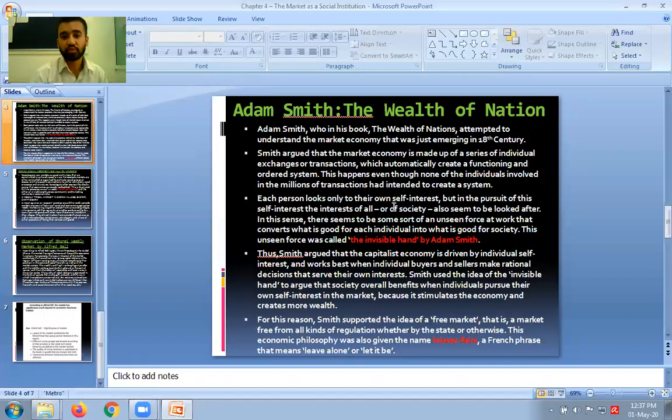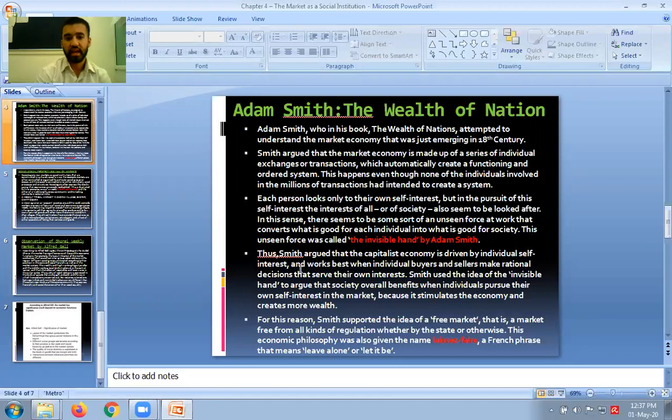And this is what Adam Smith talks about, and he calls it the invisible hand by Adam Smith, right? So I have actually written the invisible hand by Adam Smith in red color so that you can really understand the importance of this particular aspect.